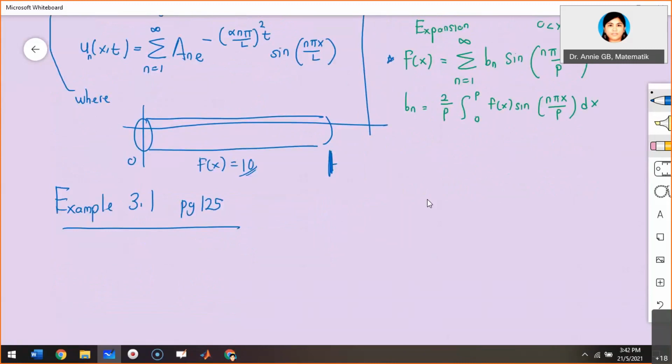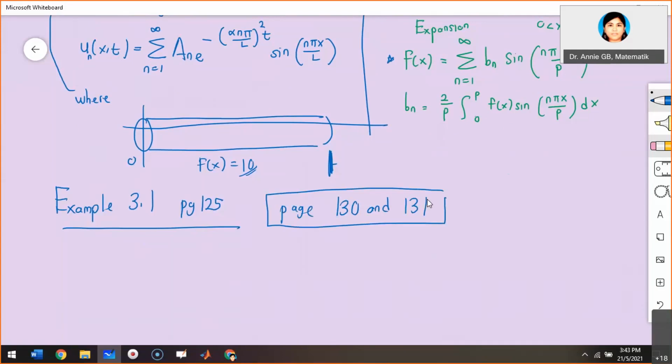So the good example is on page 130 and 131. Ada juga pada video yang saya dah share. Konsep dia sama. Okay, you can also look at example 3.2.